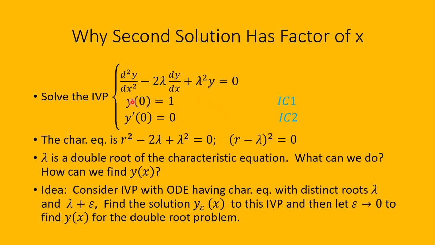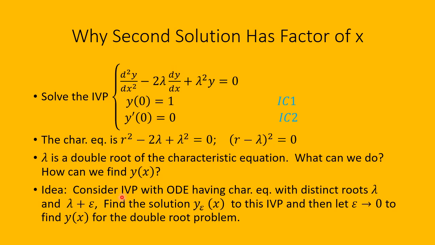We'll also put a couple of initial conditions into this initial value problem. y of 0 is 1, y prime of 0 is 0. So we have a double root lambda for the characteristic equation, and we want to find the solution y of x to this initial value problem. So here's what we'll do.